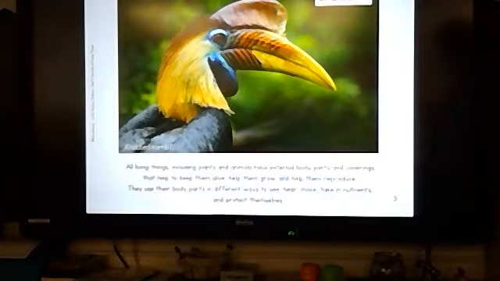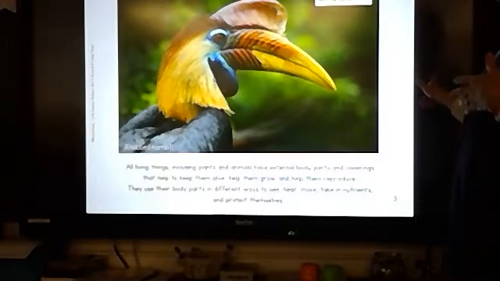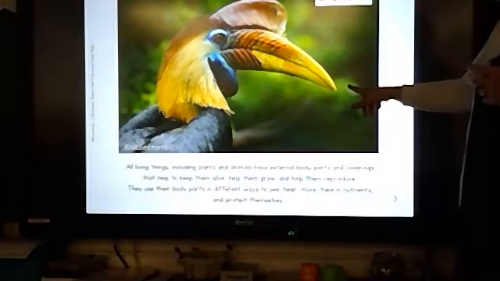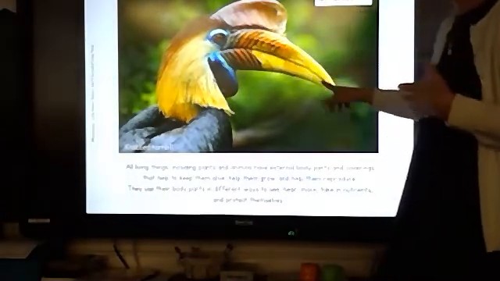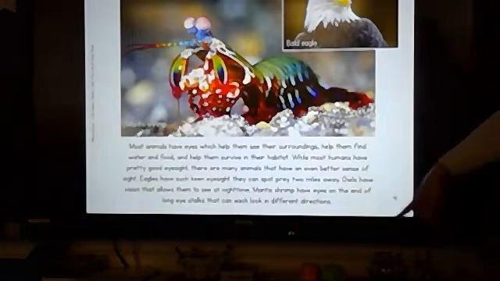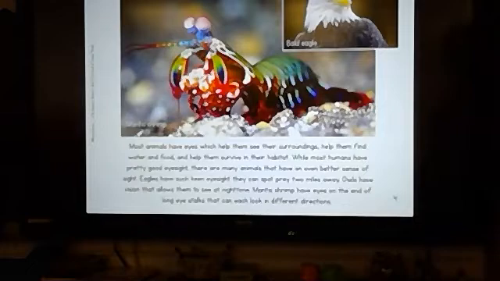They use their body parts in different ways to see, to hear, to move, to take in nutrients, and to protect themselves. My guess would be the external body part that helps the knobbed hornbill is probably his bill. Bald eagle, mantis shrimp. Most animals have eyes which help them see their surroundings, help them find food, water, and help them survive in their habitat.